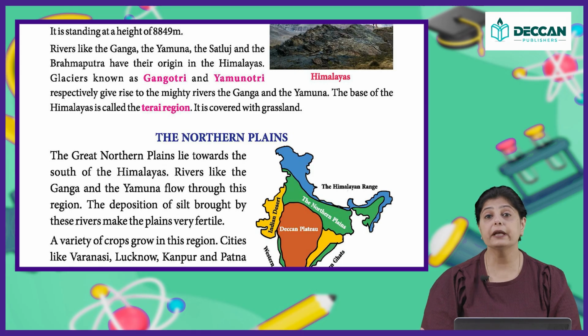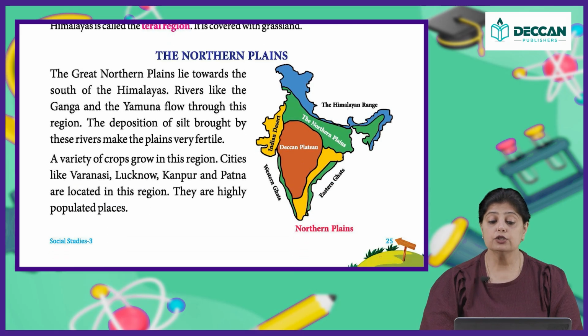Now because of the silt that comes through these rivers, the area in the northern plain becomes more fertile. It is good for growing crops, for farming. So a variety of crops grow in this region. Cities like Varanasi, Lucknow, Kanpur, Patna are also located in this region. They are highly populated places.